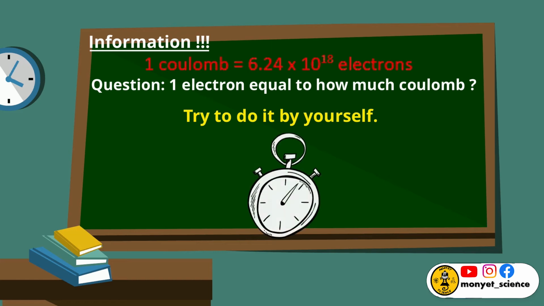Given that 1 coulomb is equal to 6.24 times 10 to the 18 electrons, how many coulombs is equal to 1 electron? Please pause the video to try it yourself.